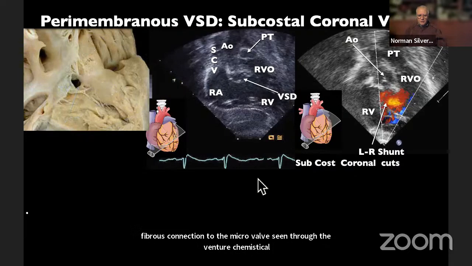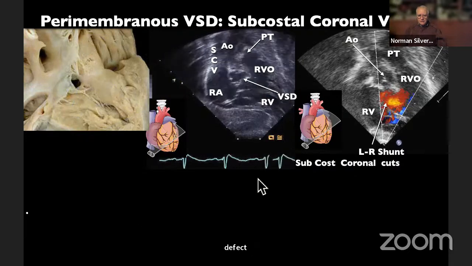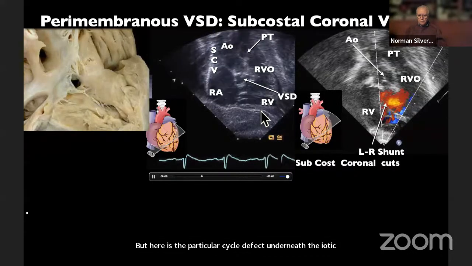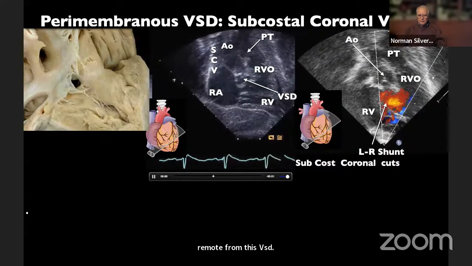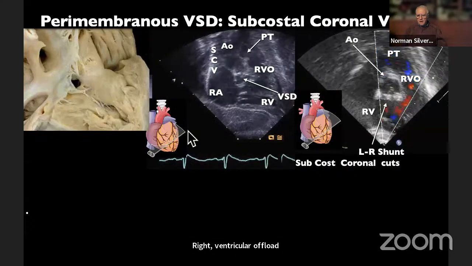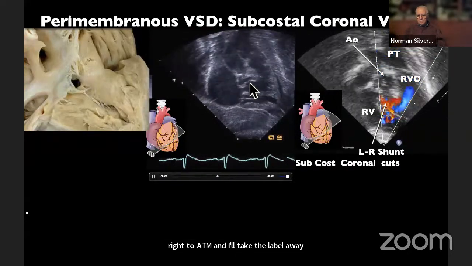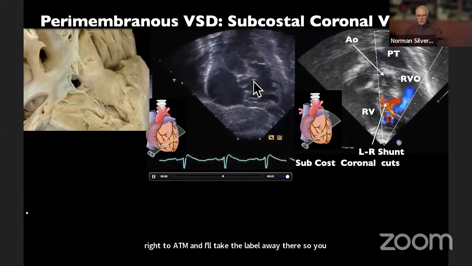Now, echo cut is very precise and doesn't show these 3-dimensional views in 2 dimensions, but here is the ventricular septal defect underneath the aortic root, and here is the pulmonary valve quite remote from this VSD, right ventricular outflow tract, superior cava and right atrium. And I'll take the label away there so you can see the ventricular septal defect. Here, this should be closed off, and it is not.